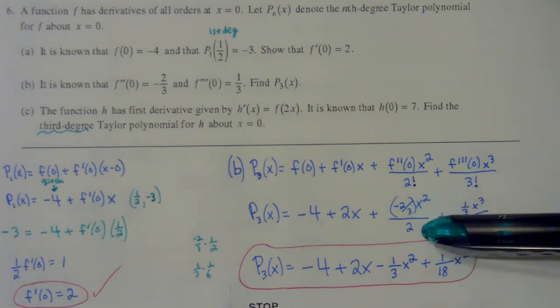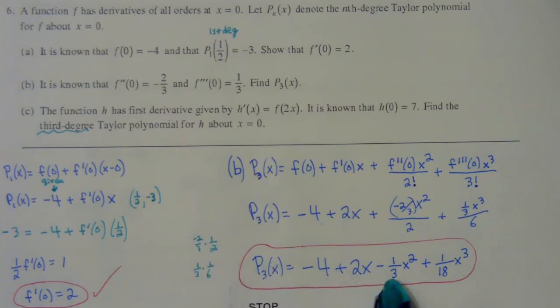I got -2/3 divided by 2. That's the same thing as times it by half to get a -1/3. This is 1/3 divided by 6, which is times 1 over 6 to get that 1 over 18. There's our third degree Taylor polynomial.